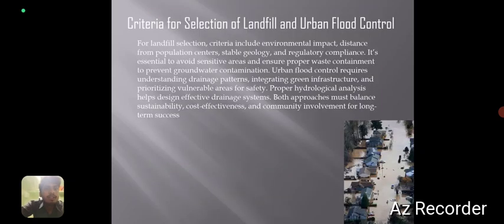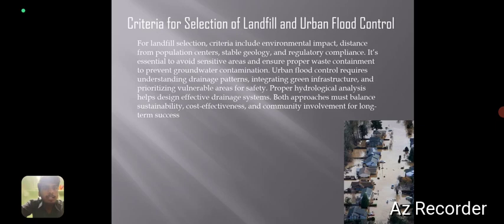Today we discuss a topic about landfill and urban flood control. Criteria for selection of landfill. For landfill selection, criteria include environmental impact, distance from population centers, stable geology, and regulatory compliance. It is essential to avoid sensitive areas and ensure proper waste containment to prevent groundwater contamination.